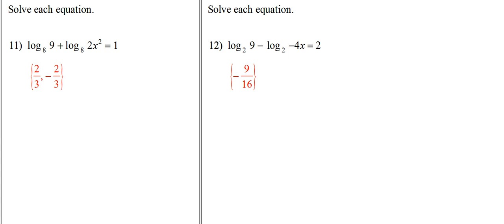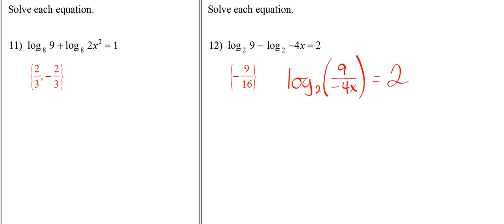Alright, time to solve some logarithmic equations. For this first one, we need to combine these two logs into one log. And since that's subtraction, we use the division property. Okay, for the subtraction property, which says if we have two subtracted logs of the same base, we can combine them into one log where we divide the arguments.